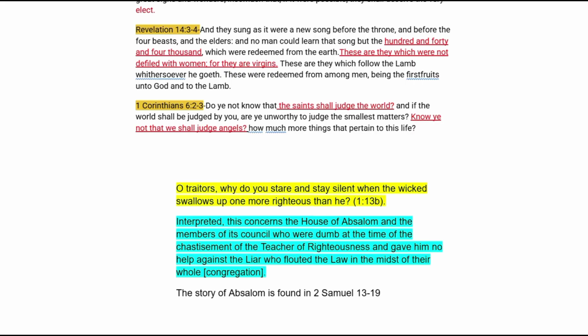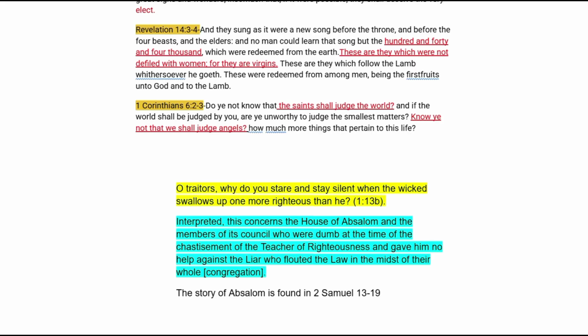Okay. "O traitors, why do you stare and stay silent when the wicked swallows up one more righteous than he?" Interpreted, this concerns the house of Absalom. So we go back to houses, which is interesting. This concerns the house of Absalom and the members of its council who were dumb at the time of the chastisement of the teacher of righteousness, and gave him no help against the liar who flouted the law in the midst of their whole congregation.